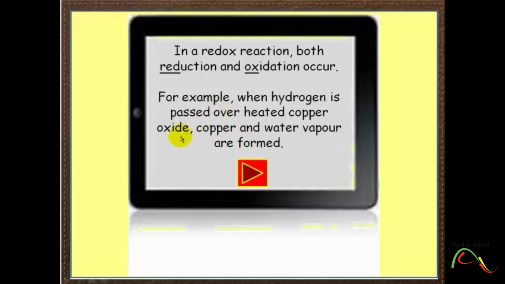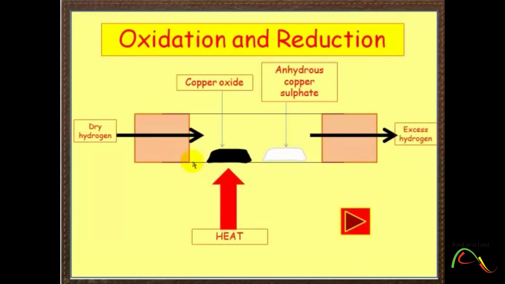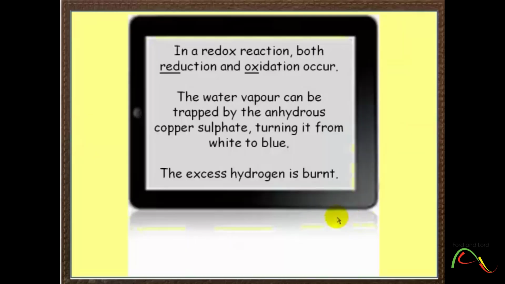Now, I think we need to look at the experimental setup here. Let's go to the setup, shall we? Right, what we've got here is copper oxide. If you pass dry hydrogen over copper oxide and you heat it, a reaction occurs. This is anhydrous copper sulfate, I'll explain why we have this in a moment. Excess hydrogen is removed at this end and burnt off. But the key thing is that hydrogen is being passed over heated copper oxide. Let's go back to the monitor.